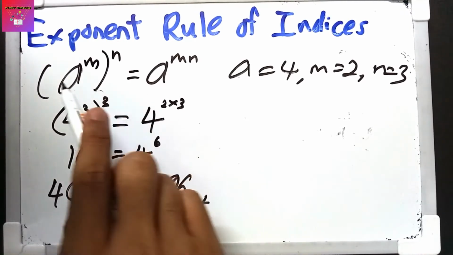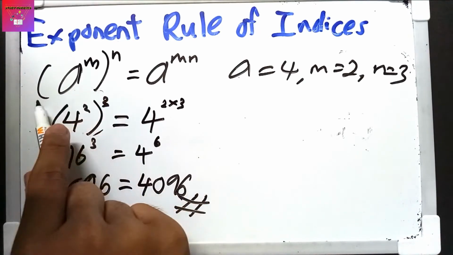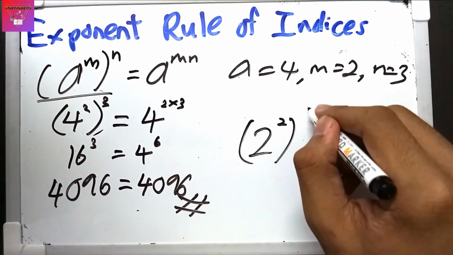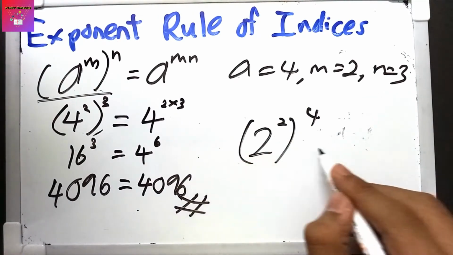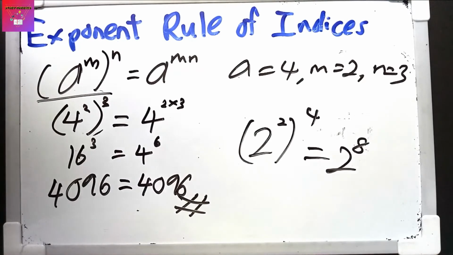So in this case, if you see something like this, let's say I'm writing down 2 squared to the power of 4, you can just directly write it as 2 to the power of 8, which means the same as well.